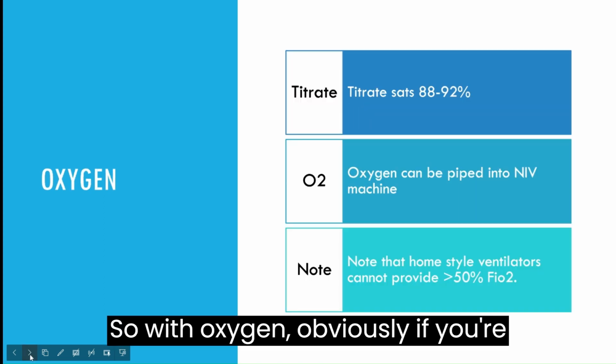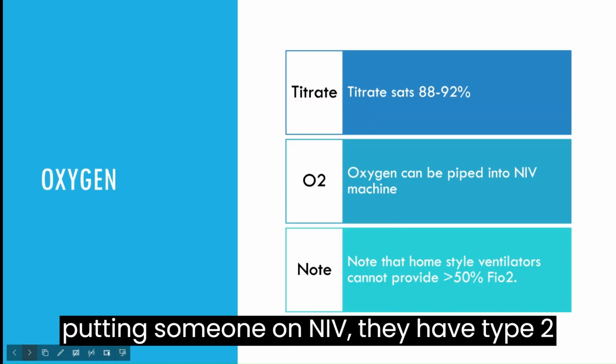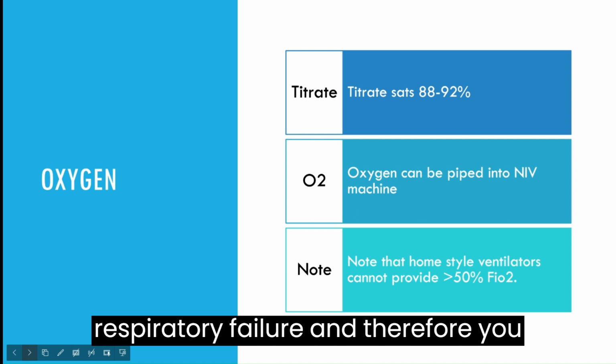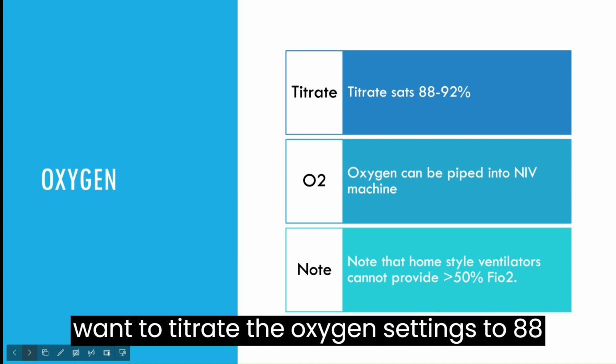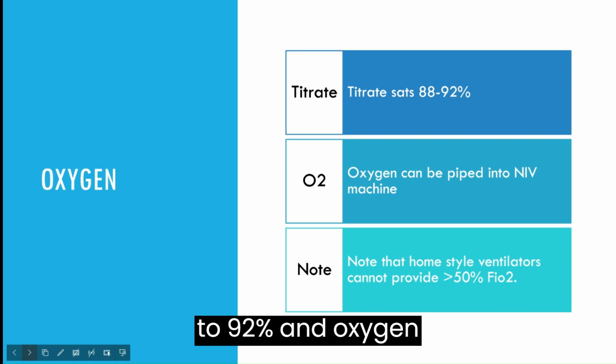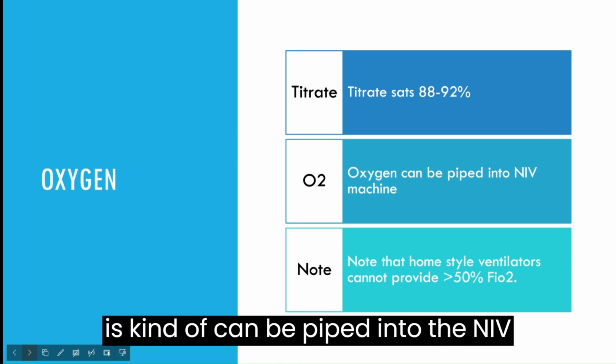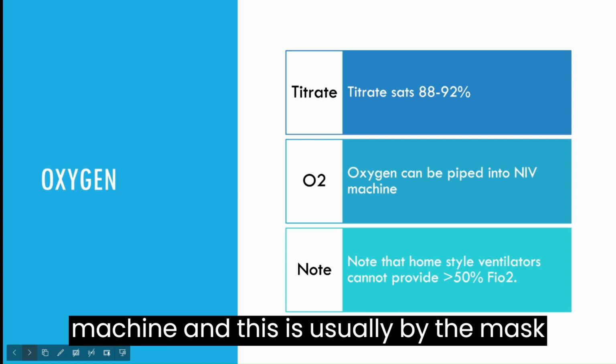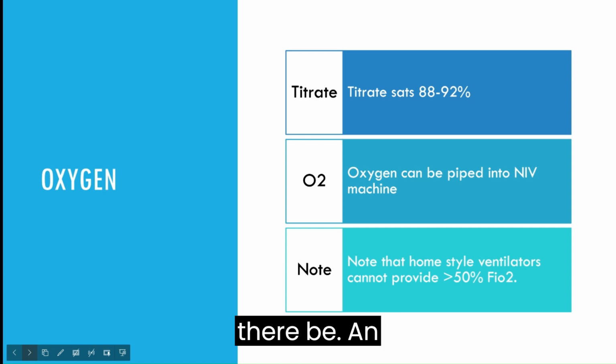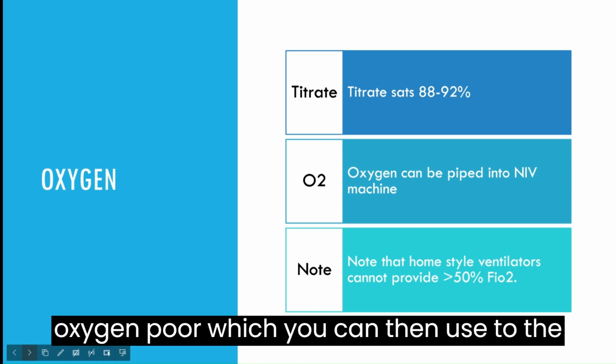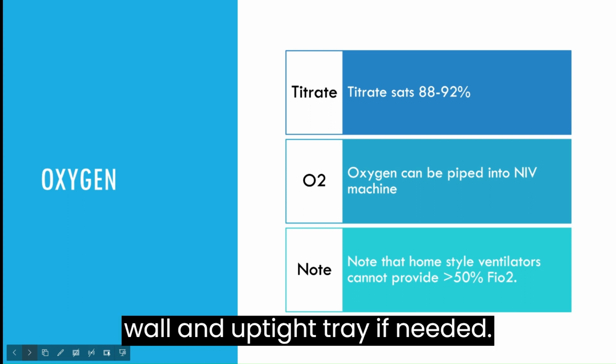So with oxygen, obviously, if you're putting someone on NIV, they have type 2 respiratory failure, and therefore you want to titrate their oxygen settings to 88 to 92%. And oxygen can be piped into the NIV machine, and this is usually by the mask. There'll be an oxygen port which you can then use to the wall and up titrate if needed.